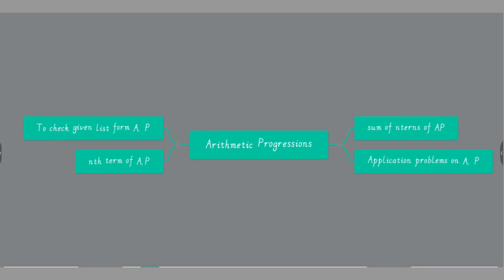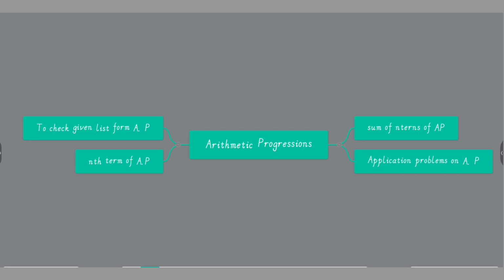Next topic we have is arithmetic progressions. What is an arithmetic progression? It is a list of numbers in which every two consecutive terms have the same difference. The difference of every two consecutive terms is the same. We call it an arithmetic progression. In this, the first topic is to check whether a given list of numbers forms an arithmetic progression or not.